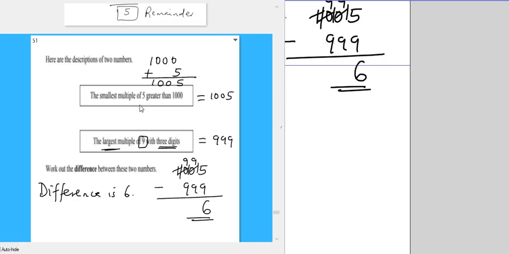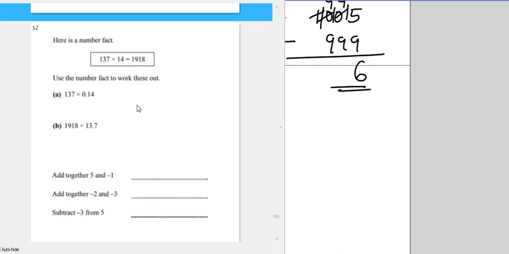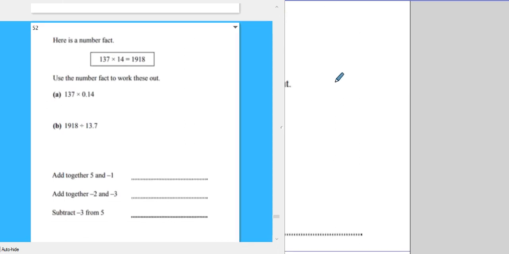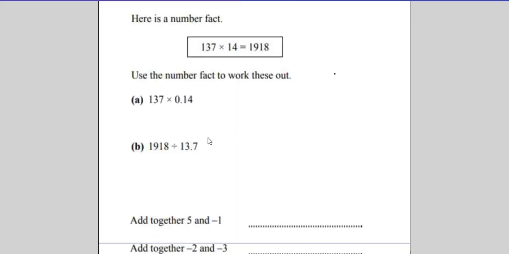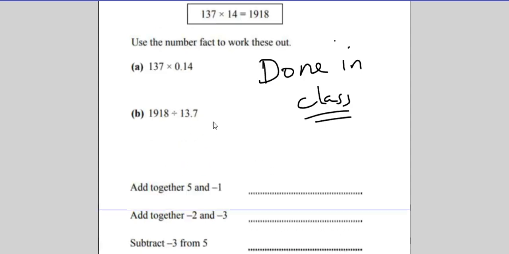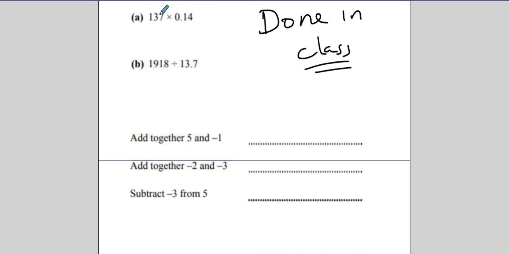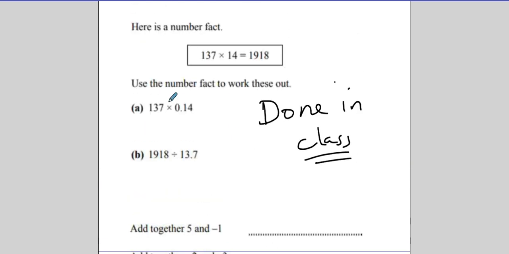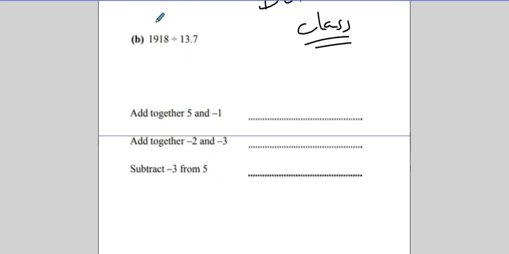Let us move on with this question over here. This question was done in class. Okay, so done in class. You can refer to what we discussed in class, get the hang of that. But otherwise, if you don't remember what we did, you can drop me a comment, or you can just drop me a message, and then I will come back to you.